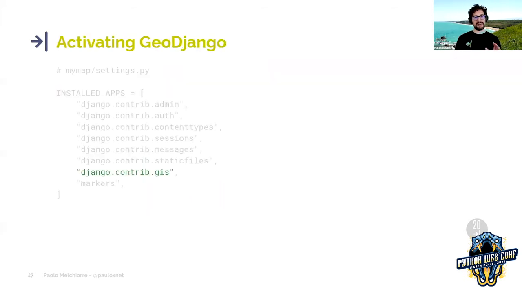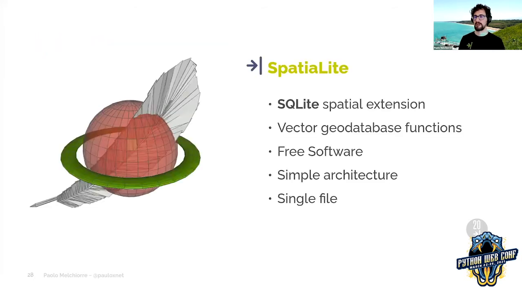We can now activate GeoDjango by adding the contrib.gis module to the installed apps, here in our settings. To use GeoDjango correctly, we need to change our database engine and use one of the compatible database backends. In this case, we have chosen to use Spatialite. Spatialite is a special extension to SQLite, the Django default database backend.